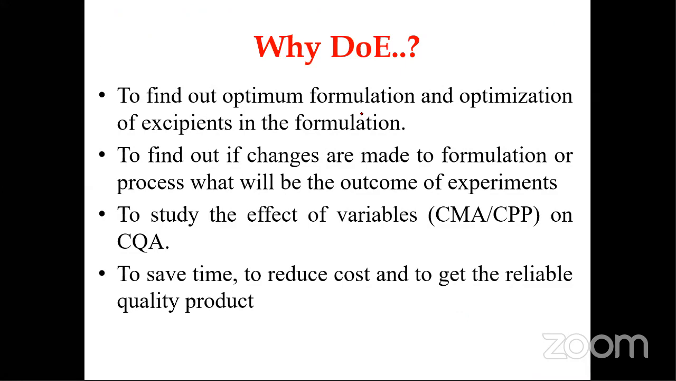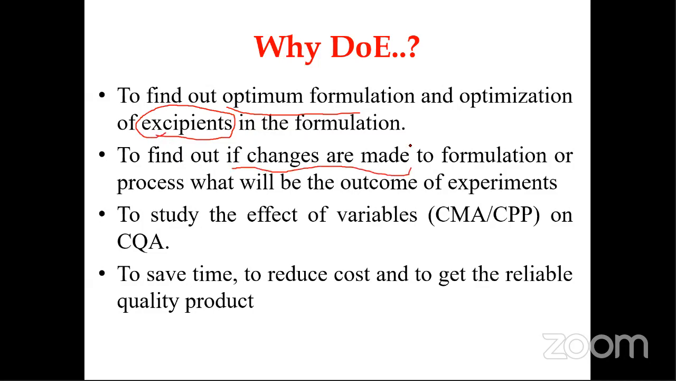So finally, why DOE? At least you can understand now: to find out the optimum formulation and optimization of experiments. That is, what range the excipient can be used to get better results, and to find out if changes are made, you know, SUPAC, scale up and post approval changes. Sometimes we may have to change the plant. Sometimes we have to change the manufacturing equipment, site, everything. That time we may not get 85% once again. You will get different results. So if I make some changes, what happens to my outcome? That also can be easily correlated if you know the factors and their influence on the responses.